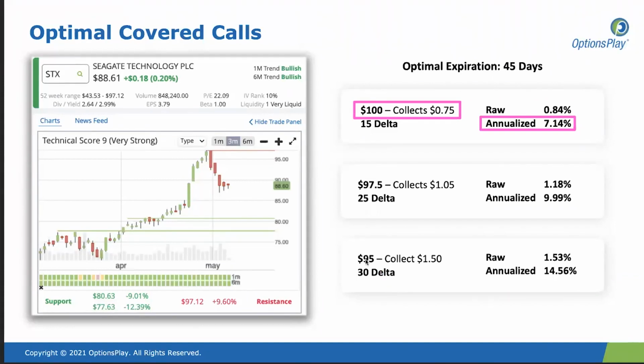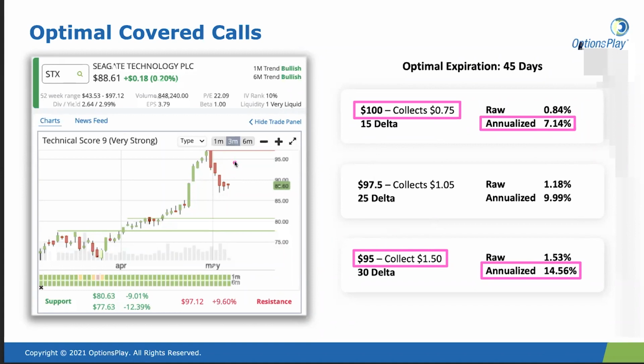It's because if you select, let's say, the $95 strike price and you collect $1.50 and you effectively collect double the amount of income, and you're thinking to yourself, that's the way to go, I want to maximize income. What you forget is what you're giving up in exchange for that extra income.